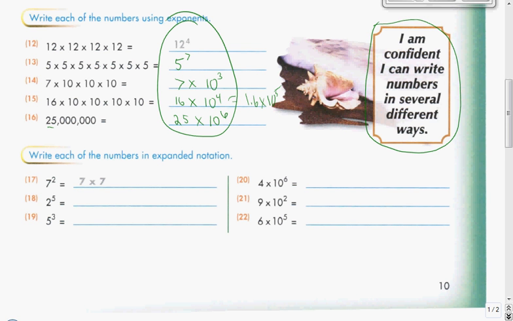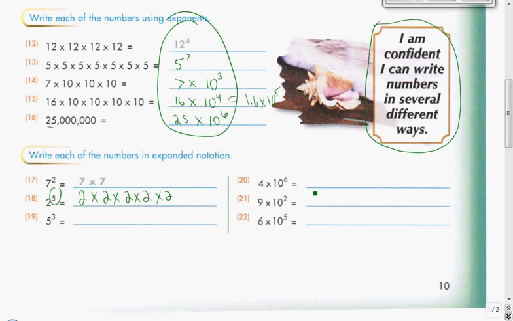Alright. Next one. Write each of the numbers in expanded notation. That's easy. You know that the base is 2 for number 18. And you know that the exponent tells you how many times the base is going to be used as a factor. So if the base is 2 and the exponent is 5, that means you're going to use the base 2 as a factor 5 times. Alright, it's not rocket science, dude. This is really easy.